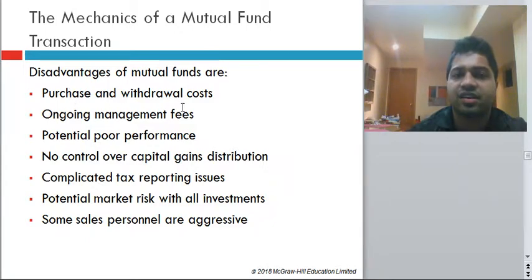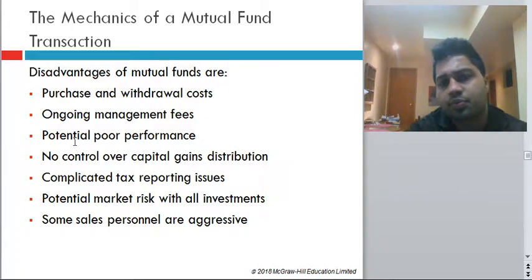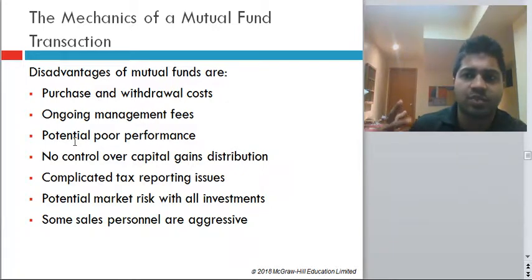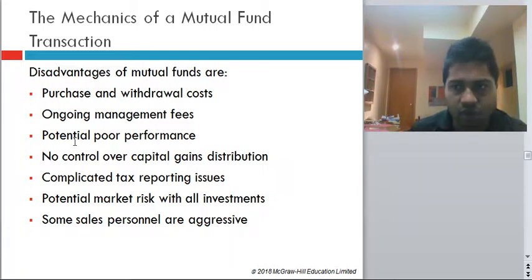Disadvantages: there is generally a purchase and withdrawal cost, and there are ongoing management fees. It doesn't mean that since a professional is dealing, they will not make any mistakes, so there is potential for poor performance. No control over capital gain distribution. If a mutual fund company is buying and selling shares, you have no control over it, but still that will be taxed in your account.